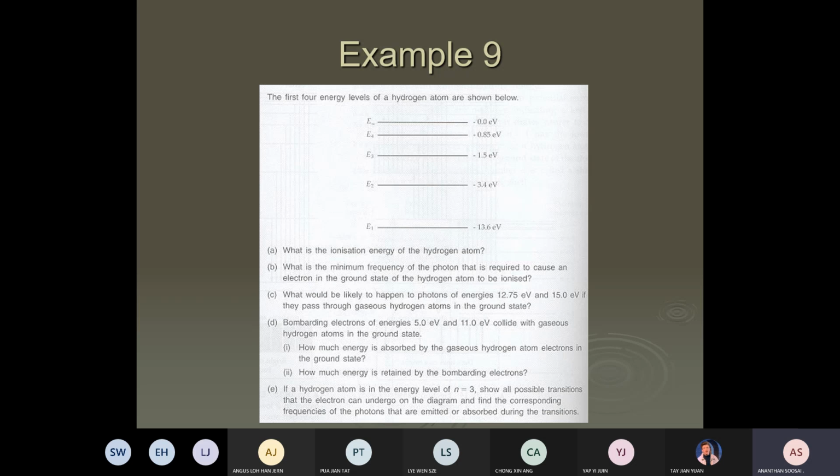So how much energy is absorbed by the gaseous hydrogen atom electron in the ground state? 11.2 eV, right? 13.6 minus 3.4, 11.2 eV absorbed. How much energy is retained by the bombarding electron? 11 minus 10.2, so 0.8. 0.8 eV is retained.